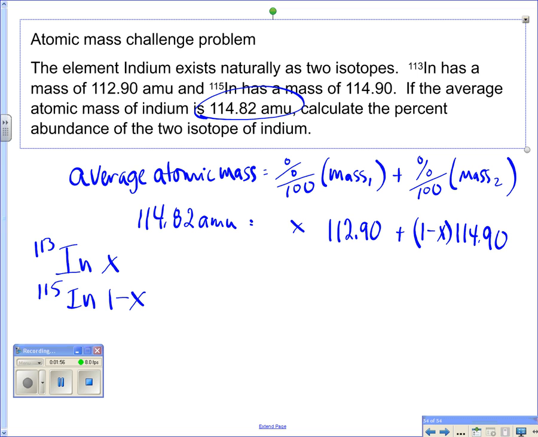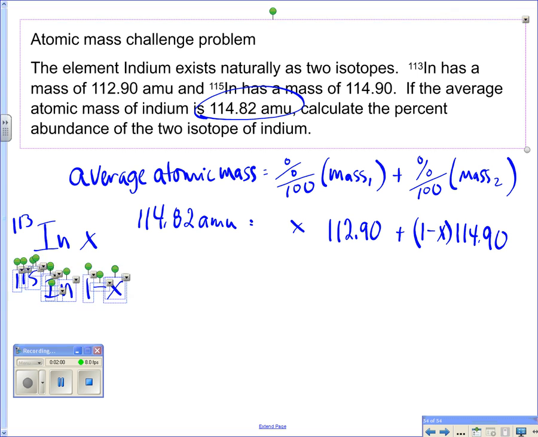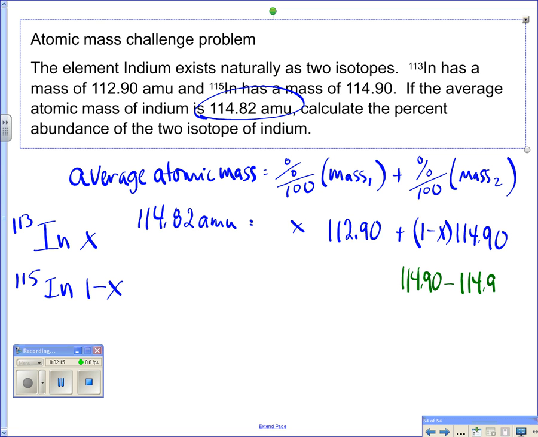To solve this problem, I'm going to move these out of the way a little bit, and distribute the 1 minus x. So I'm going to end up with 114.9 minus 114.9x, and then this is going to be plus 112.9x. And that's going to equal 114.82.